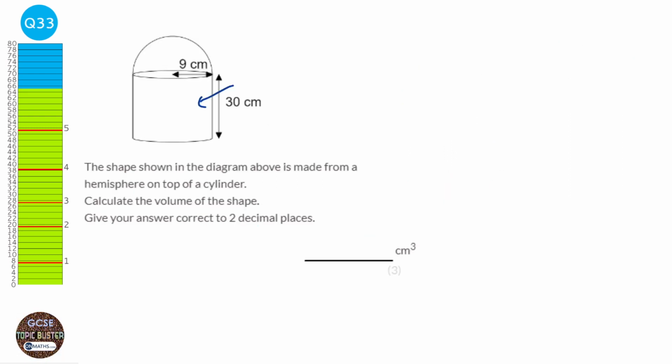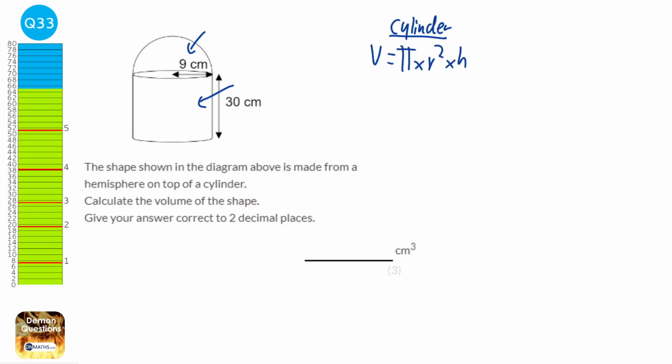There are 2 shapes we need to find the volume of. There's this cylinder here and this hemisphere here. So we might as well start with this cylinder. And the formula for the volume is pi times r squared times height. So the radius is 9, so 9 squared times the height, which is 30. And when we work that out, we get 7,634.070, blah, blah, blah.